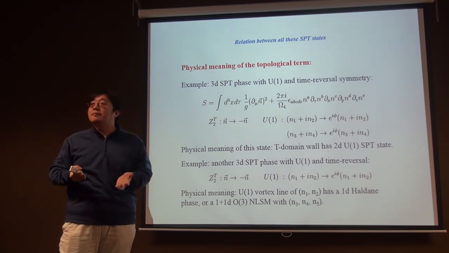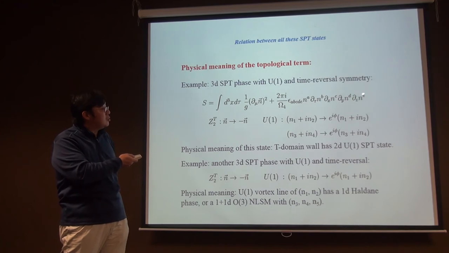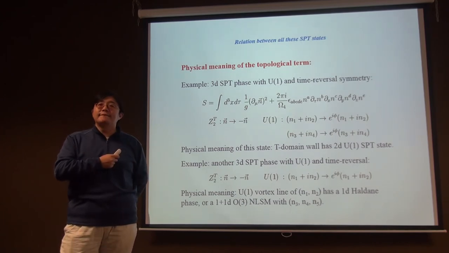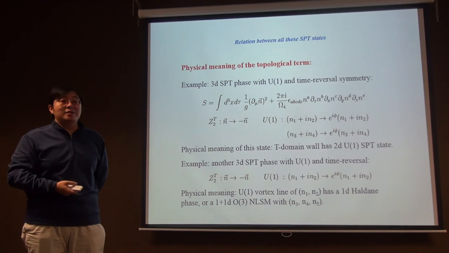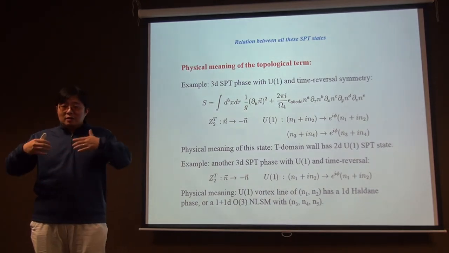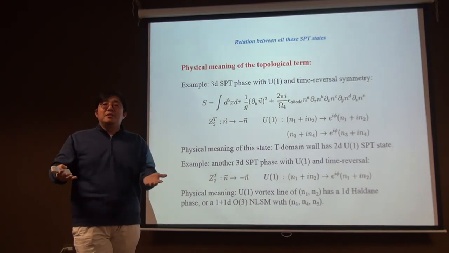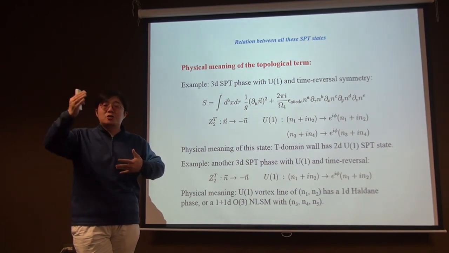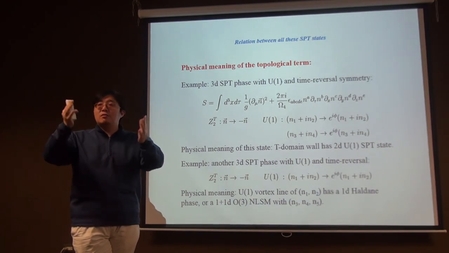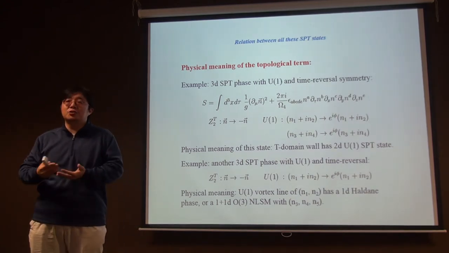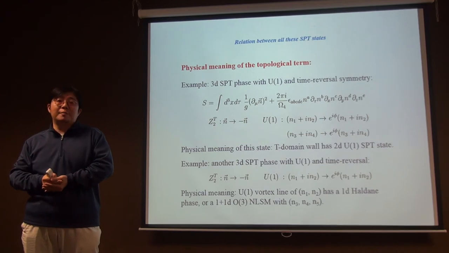Can you see that? If I make a vortex of N1, N2, then this term becomes a nonlinear sigma model theta term for N3, 4, 5. And we know what the theory looks like. So it means that this state corresponds to a superfluid phase, but I attach every vortex line with a one-dimensional Haldane phase. Then I proliferate the vortex line. It's a decorated vortex line construction for the three-dimensional SPT.